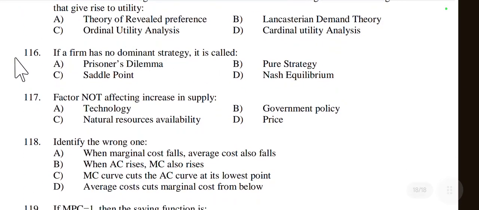Then question number 116, if a firm has no dominant strategy, it is called prisoner's dilemma, pure strategy, saddle point, Nash equilibrium. When a firm has no dominant strategy, it is called as Nash equilibrium, because in a Nash equilibrium, no player has a dominant strategy. Instead, each player's strategy is optimal given the strategies of the other players, and no player has an incentive to deviate unilaterally from their chosen strategy. So it is called as Nash equilibrium if a firm has no dominant strategy.